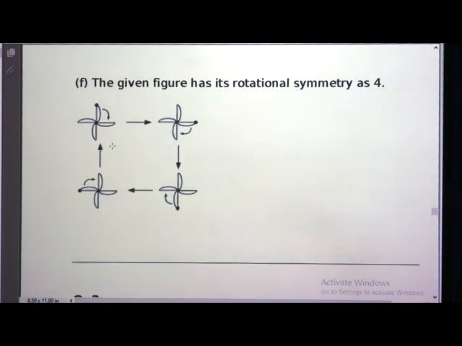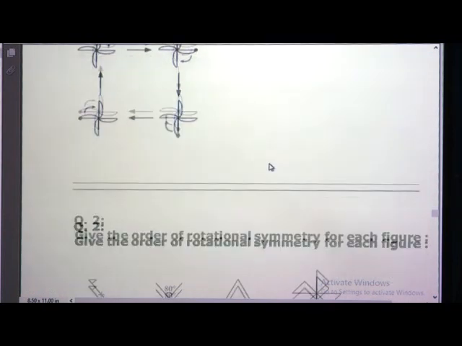Here, the same is nothing but a spinning wheel. The given figure has its rotational symmetry as 4; we had seen the order as 4. So, this is the first, this will be the second, this will be the third and this will be the fourth. So, it has 4 rotational symmetries. You just have to draw this figure and show the rotation: this is one rotation, second rotation, third rotation and fourth rotation.